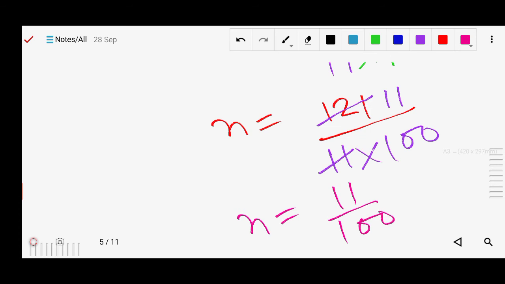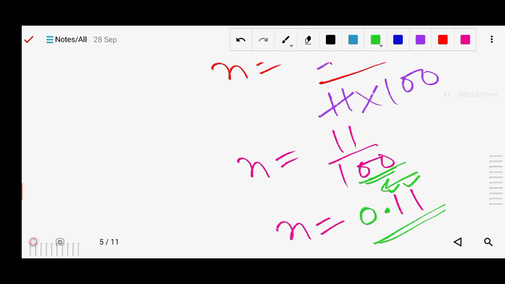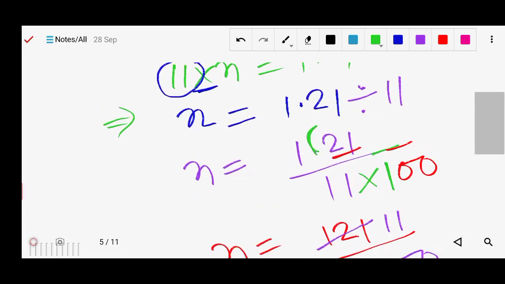11/100. Now you can change this fraction to decimal. First of all you write the 11. Now count how many zeros are there? 2 zeros. So after 2, we start counting from right to left, 2 digits. So 1, 2, the point will be here. So its answer is 0.11. Got it?